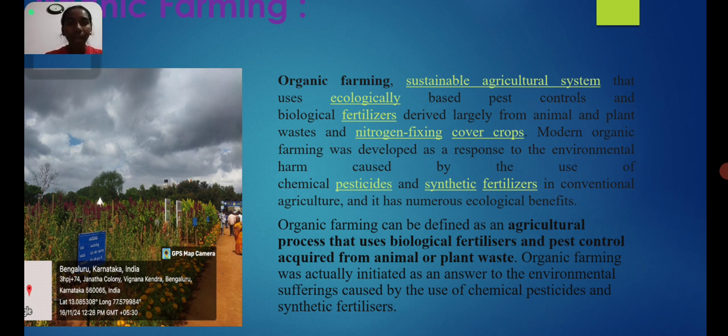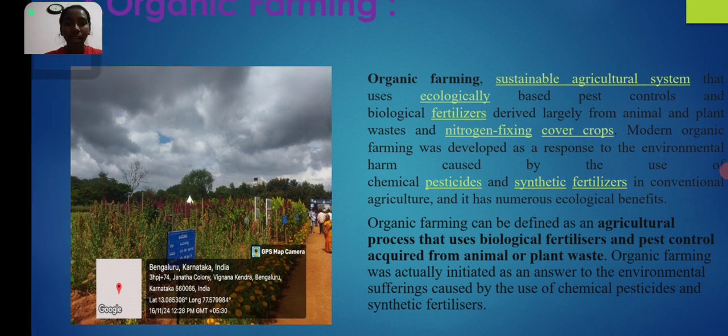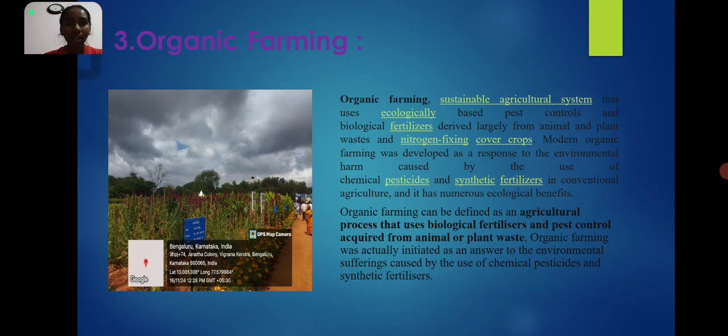Organic farming can be defined as an agricultural process that uses biological fertilizers and pest control acquired from animal or plant waste. Organic farming was actually initiated as an answer to the environmental sufferings caused by the use of chemical pesticides and synthetic fertilizers. Here in the attached figure, we can observe the growth of plants grown using the organic farming method.